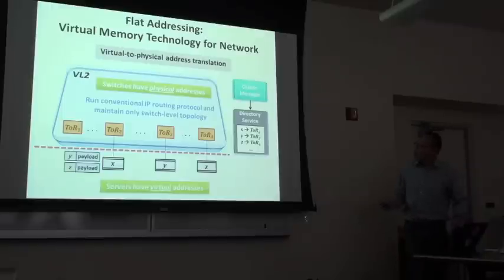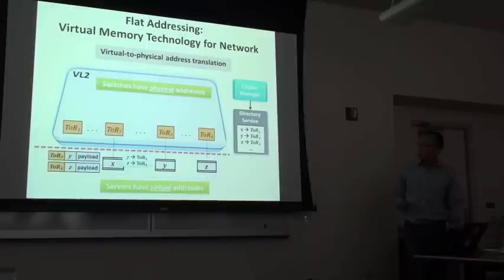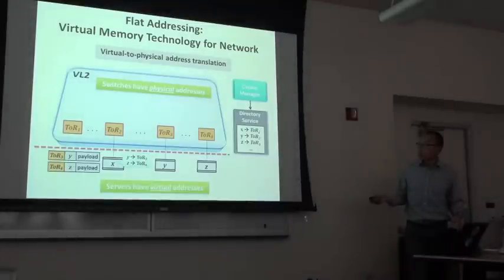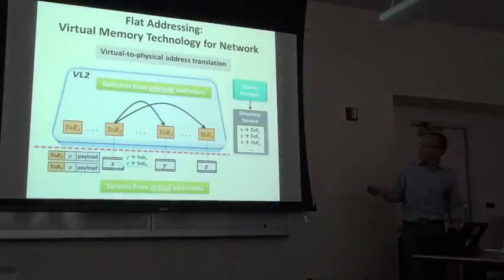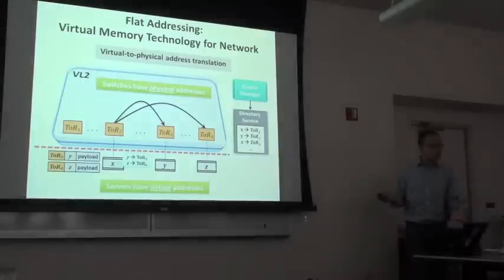So suppose X needs to send packets to Y and Z. It first looks up this directory service and fetches Y and Z's physical layer information, or physical addresses. And then it performs encapsulation, or it prepends another packet header using these physical addresses as new destinations, and then simply forwards it out. And since the switches know about physical addresses, they can deliver this correctly.